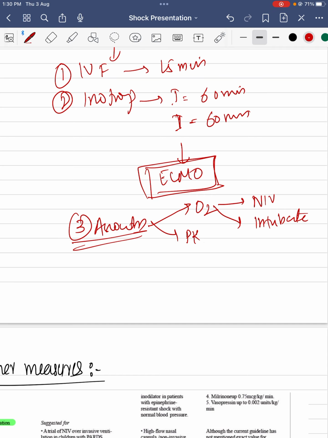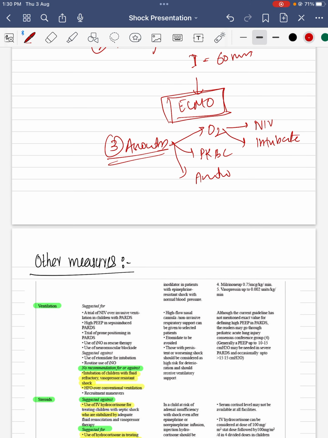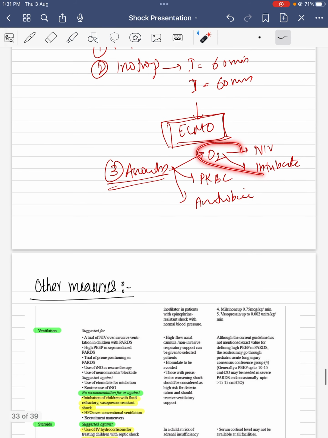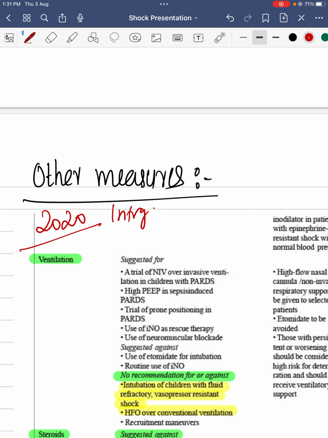Next one, PRBC should be given. Next one, antibiotic for sepsis. Regarding this, I will show you what the 2020 guideline says. So now let us take oxygen. This is the 2020 international guideline.